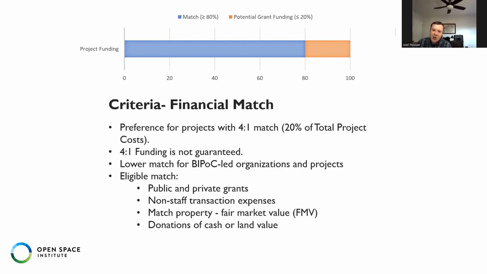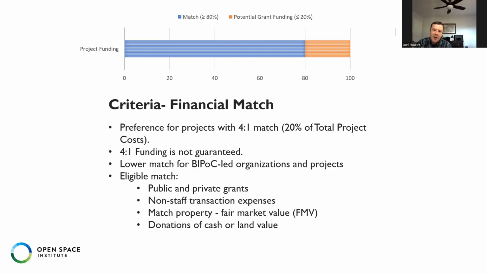Match can be achieved through cash and/or land donations up to the appraised value of the land or conservation easement. Non-staff transaction expenses, including due diligence such as appraisals, title insurance, etc., transaction costs, non-staff legal expenses, and generation of a stewardship plan are also considered as match. We will also allow the use of the full value of other conservation projects as match. If you are using a match property, you will enter information about the property on the application.